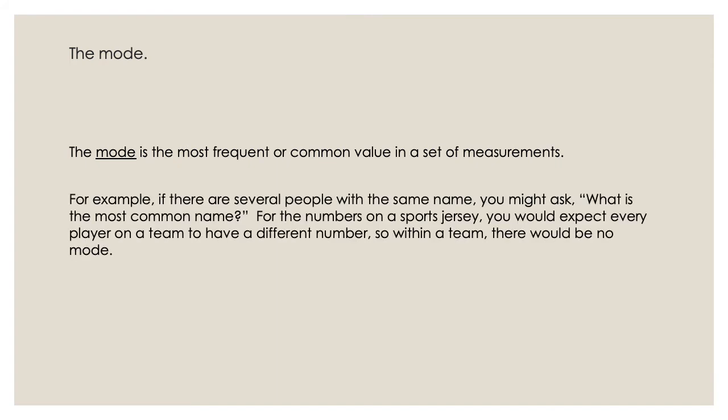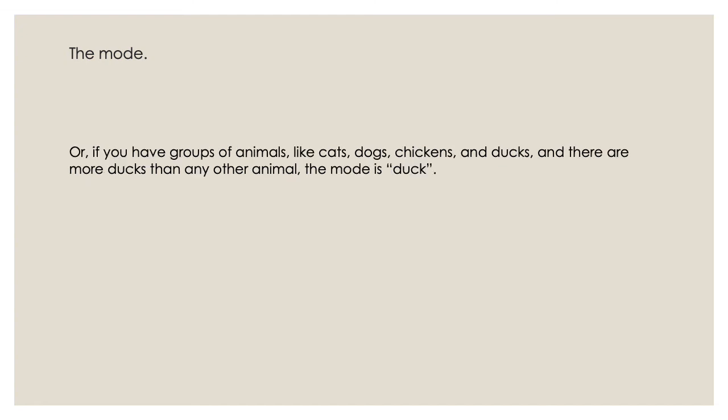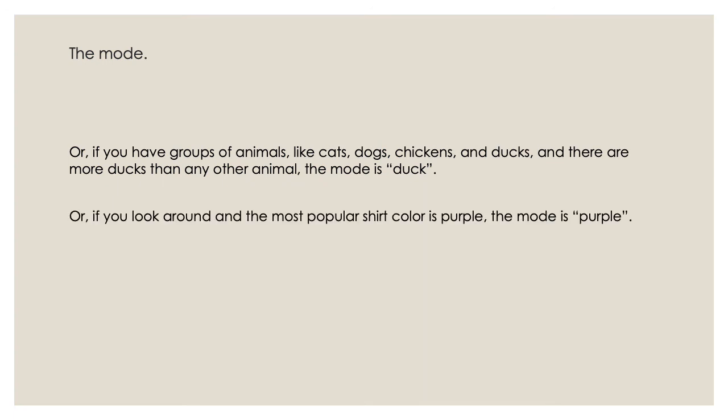For example, if there are several people with the same name, you might ask, what's the most common name? For numbers on a sports jersey, you would expect every player on a team to have a different number. So within a team, there might be no mode. In a league, however, there might be a very popular number, like 12, for example. And if it's more popular than any other number, then it is the mode. Or if you have groups of animals, like cats, dogs, chickens, and ducks, and there are more ducks than any other animal, then the mode is duck. Or if you look around and the most popular shirt color is purple, the mode is purple.